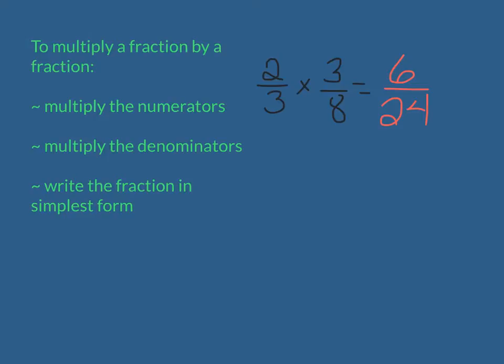So I know 6 goes into 24 evenly. So I'm going to divide them both by 6. And I get 6 divided by 6 equals 1. And 6 goes into 24 4 times. So 1/4 is the answer to 2/3 times 3/8.